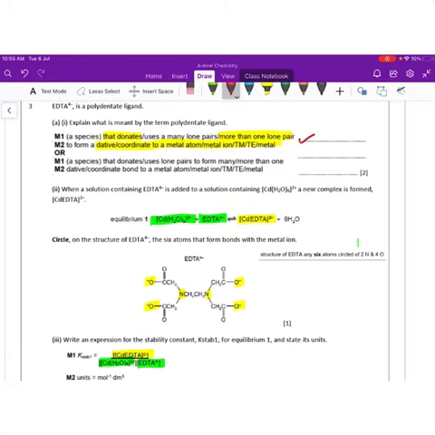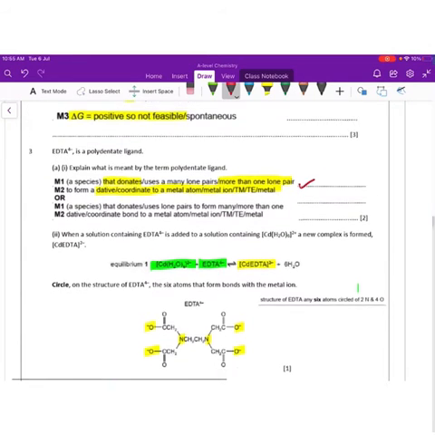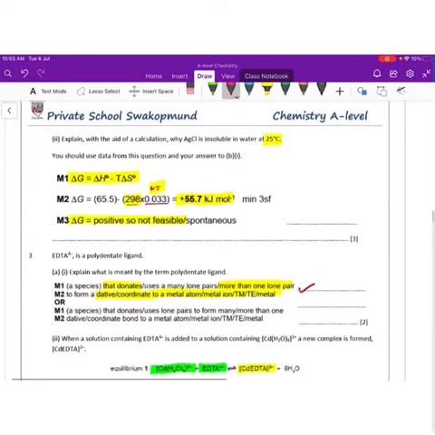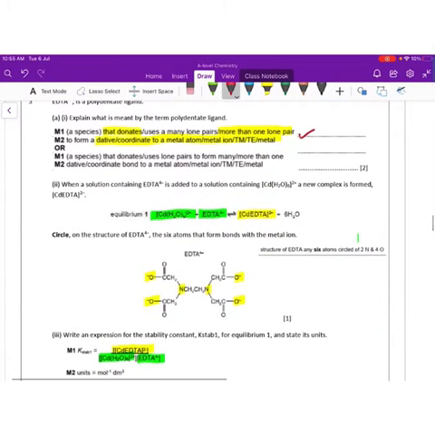When a solution of EDTA is added to a solution of Cd, what is that, cadmium? I have no idea. Probably cadmium. Okay, and 6 water surrounding, a new complex is formed. So we have this reaction. Immediately we can see EDTA will have 6 bonding points, or 6 lone pairs that it forms, 6 dative covalent bonds, however you want to say it.